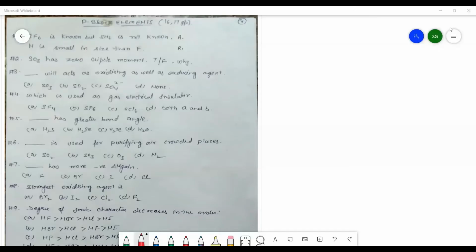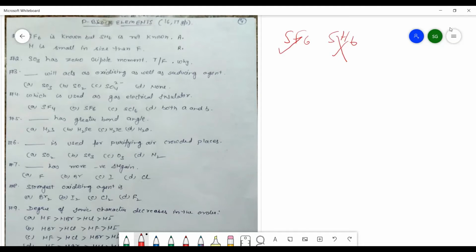Now we will cover one more assessment test for the group 16 and 17 elements. See the first question, which is an assertion and reasoning type question. SF6 is known, but SH6 is not known. Yes, this statement is true.